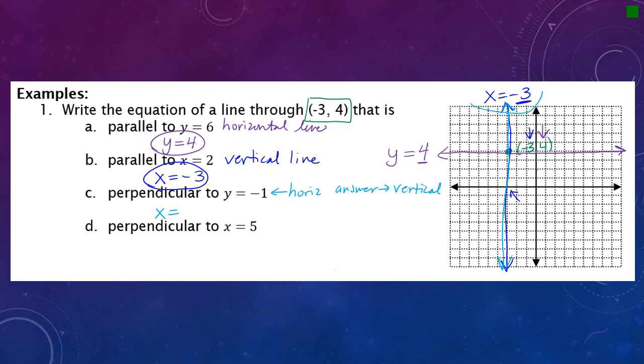And then last but not least, perpendicular to x equals 5. So x equals 5 is a vertical line, but we want our answer to be perpendicular to that, so that would be a horizontal line. So that's going to be y equals, and if it has to go through this green point, that means my only choice is where this purple line already was. So it's going to be the same answer as part A, y equals 4.